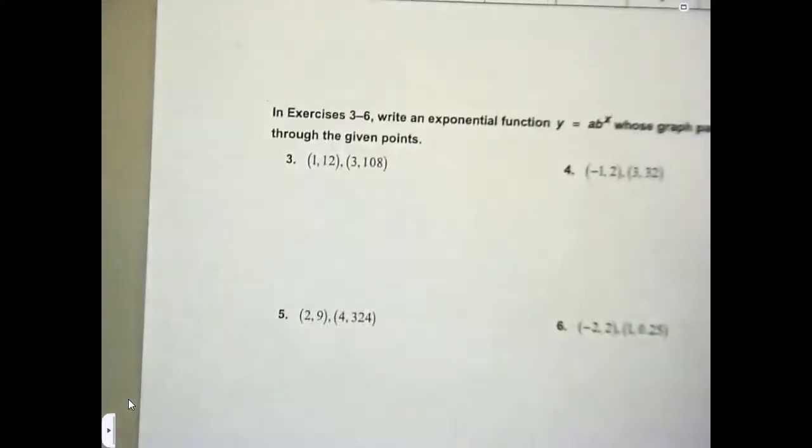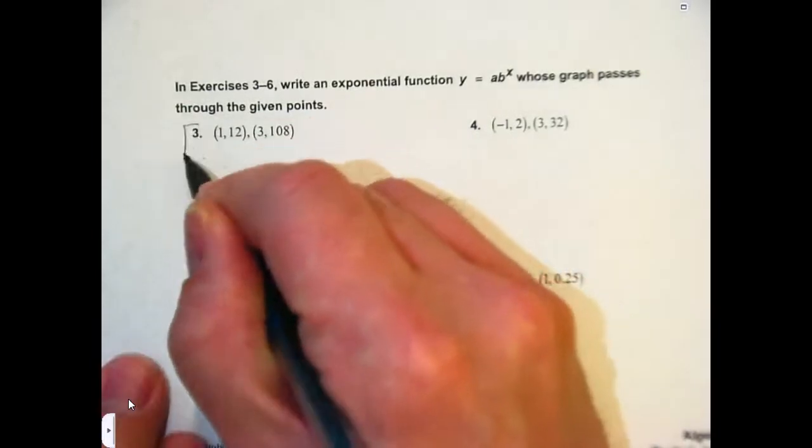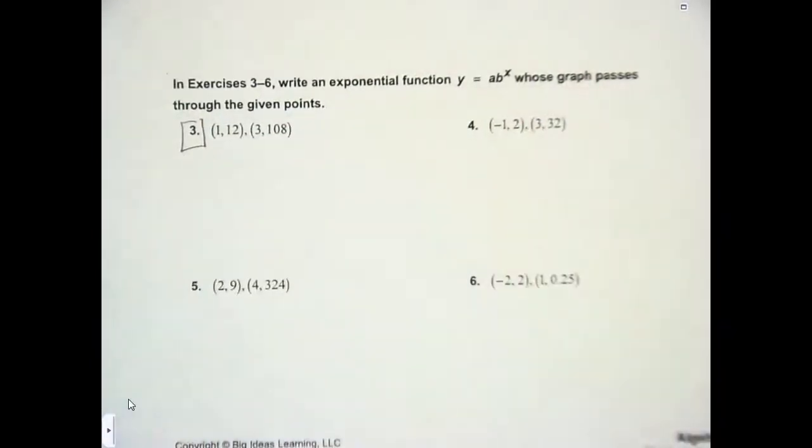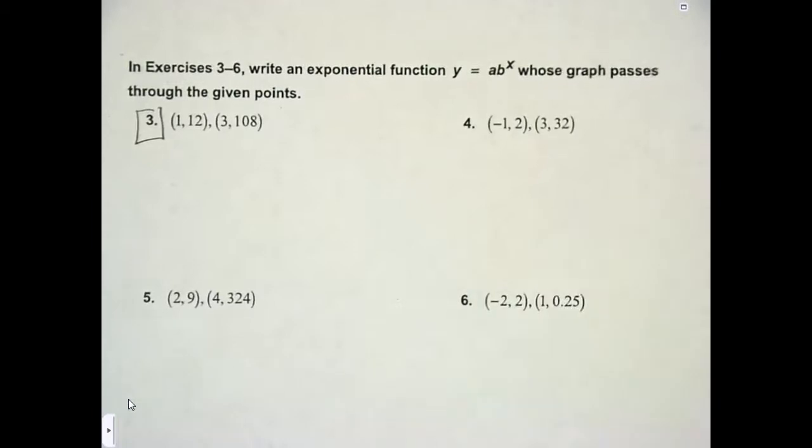All right, I want to take a look at 3 through 6. Okay, let's focus in on 3, actually. Write an exponential function in the form y equals ab^x whose graph passes through those points. Go ahead and work through 3 with your groupies there, best you can. Any thoughts? Pat, you had a thought?